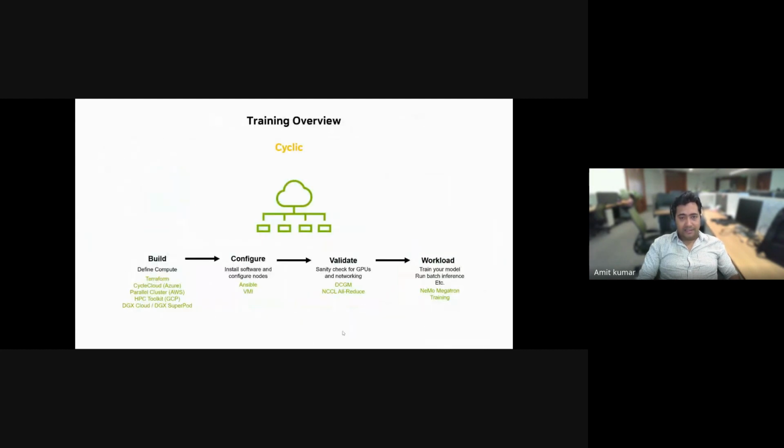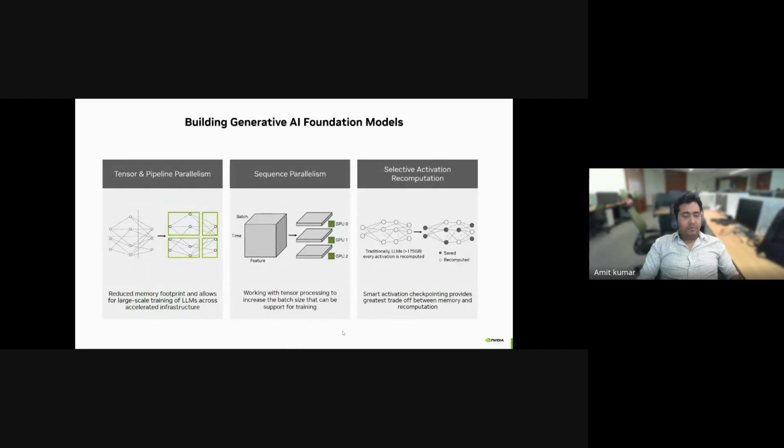Now, coming to that, let me go a bit more on the technical side of it. Now let's say, how does this large language model work, right?